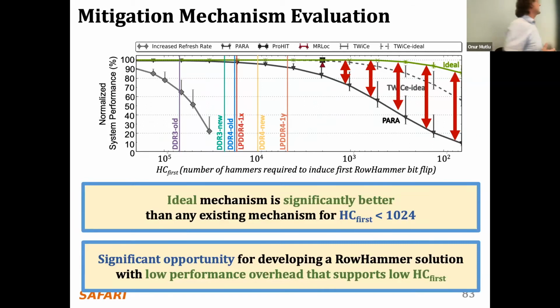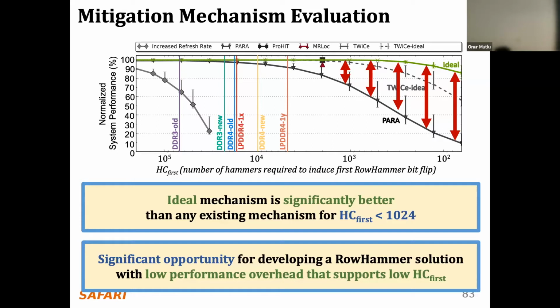How do the mitigation mechanisms fare? These are simulation results. And again, on the x-axis, this is the number of hammers required to induce the first RowHammer bit flip. We're marching from left to right, as you can see. This is 100 over here, and this is what we tested as the lowest, about 4,800, I believe. But as you can see, we're marching from left to right.